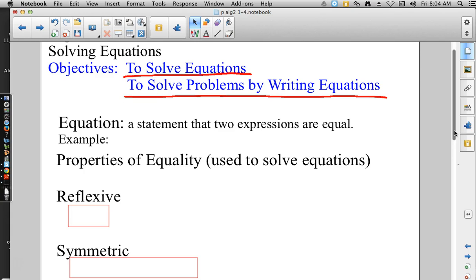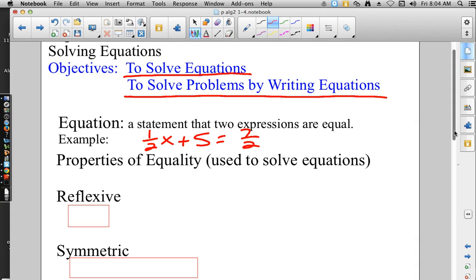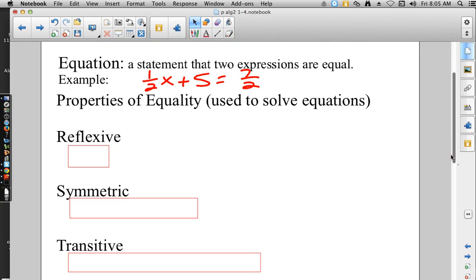So an equation, a little something like 1/2 x plus 5 equals 7/2. It's an equation. We have a left side to the equation, 1/2 x plus 5, and we have a right side to the equation, 7/2, and we want to know what value of x would make this work. And that's called the solution. So properties of equality that we use when we want to solve equations, reflexive.